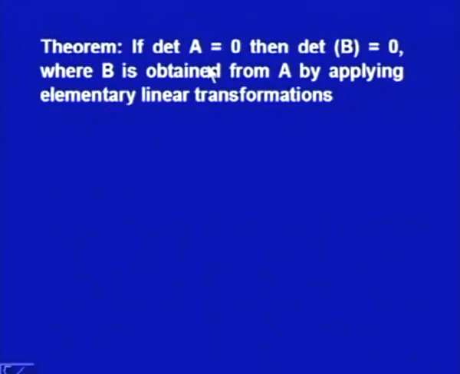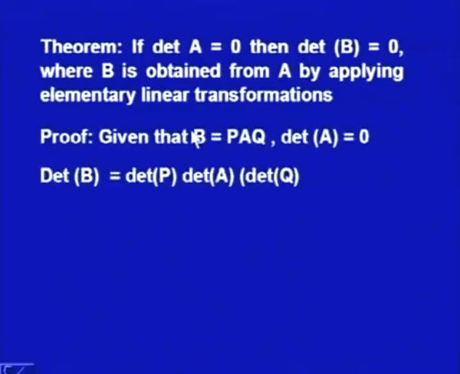Now we have a result which says that if determinant A is equal to 0, then determinant B is 0 when B is obtained from A by elementary linear transformation. This result we have established in my earlier lectures. To prove this, let us say B is equivalent to A. Why? Because B is obtained by applying elementary linear transformations to A.